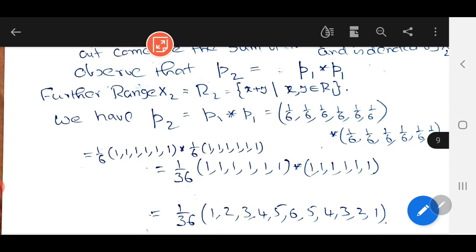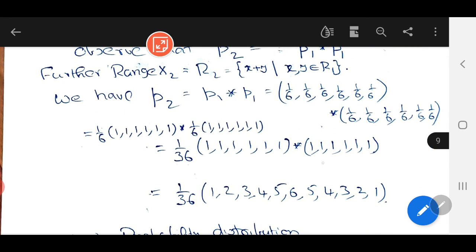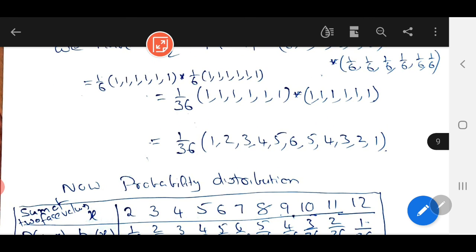You can pull out that constant 1 by 6 and you can talk about the convolution of these two finite sequences. In each sequence here, the same number of ones are there. This is the simplest case. But if you convolute these two sequences, you are getting a sequence of 11 terms. So that is 1 by 36. Using the formula, I have calculated this one.